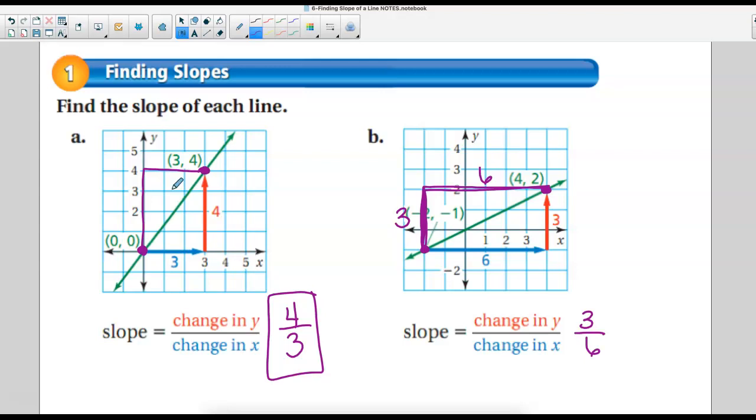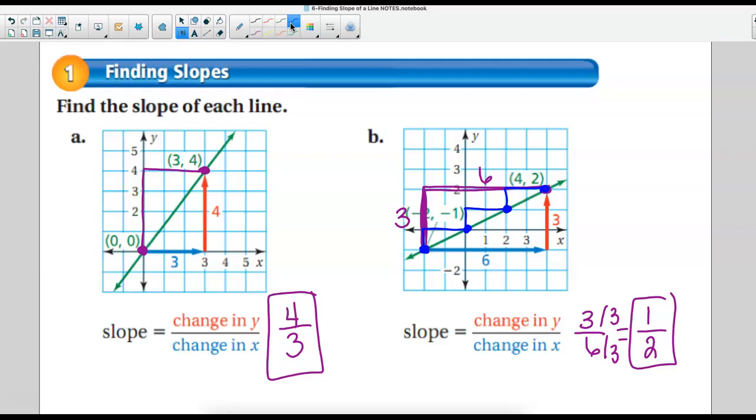Is that in simplest form? No, I would simplify that to what, Abby? 1/2. Right? Divide by 3. Divide by 3. Does that slope still work? If I went up 1 and over 2, would I still be on the line? If I start here and go up 1 over 2, up 1 over 2, up 1 over 2. So in this case, I had 1 giant step, which was really the same as 3 little steps.